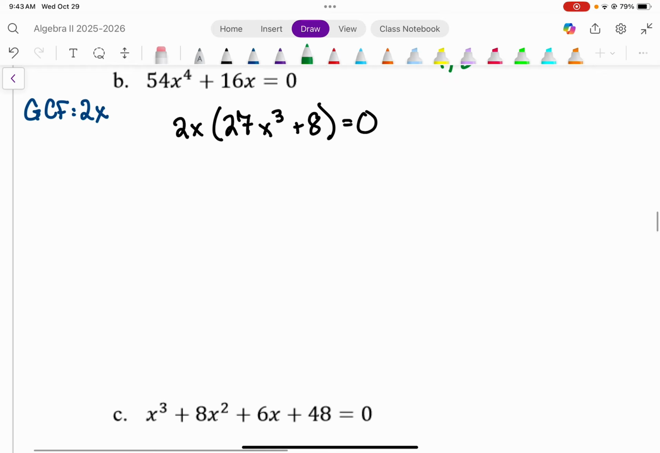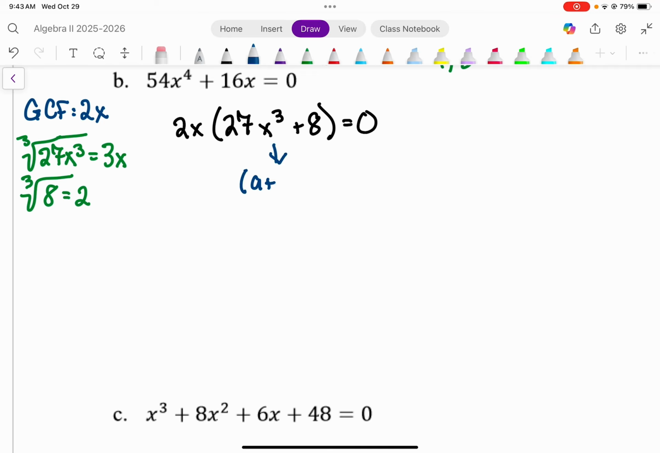This one, 27 is not a squared number, but I can check if it's a cube number by taking the cube root of 27x cubed. That would come out to 3x, and then the cube root of 8 would be 2. So when you are doing a sum of cubes, we are adding, that is going to be factored into a plus b times a squared minus ab plus b squared. And that is something you have to have memorized, so make sure you are studying that for a quiz or a test. Then we keep our greatest common factor in the front.